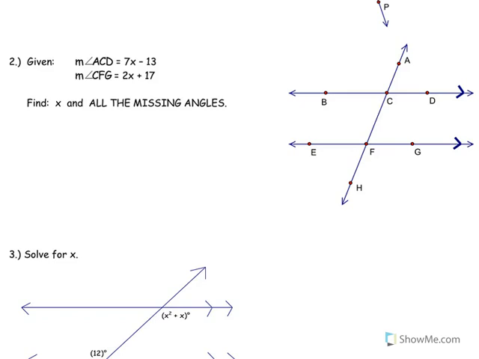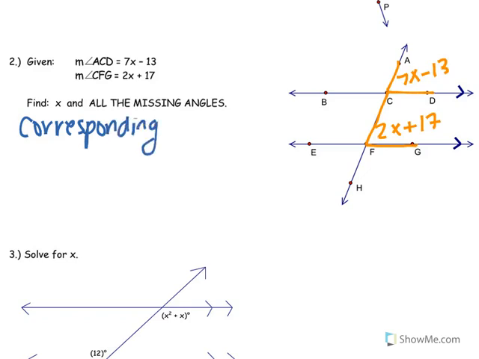So finding x, the first thing I'm going to do is label ACD. They gave me that was 7x minus 13, right? That's not C. CFG, that's right here. That's 2x plus 17. Okay? Once I label, let's think about that angle relationship. So one's on the inside, one's on the outside, and they're both on the same side. I think that whenever I have that one inside, one outside, I'm going to think about corresponding, right? And those angles, if I move that group of 4 directly down to the bottom group of 4, they would land in the same place, so they are corresponding.